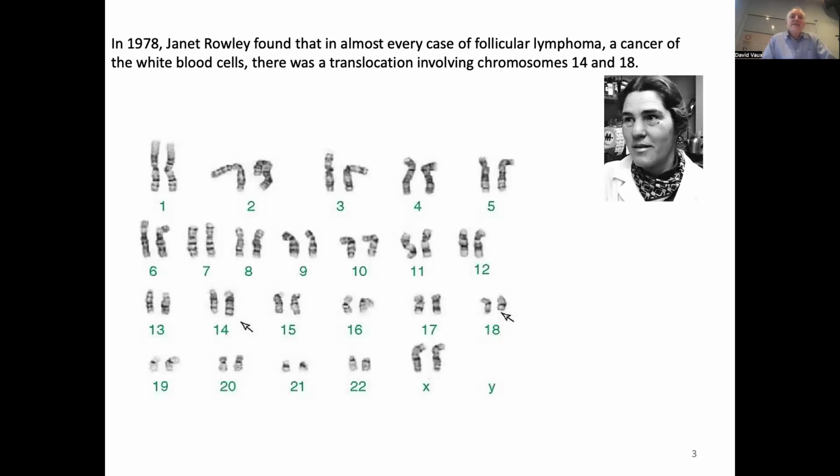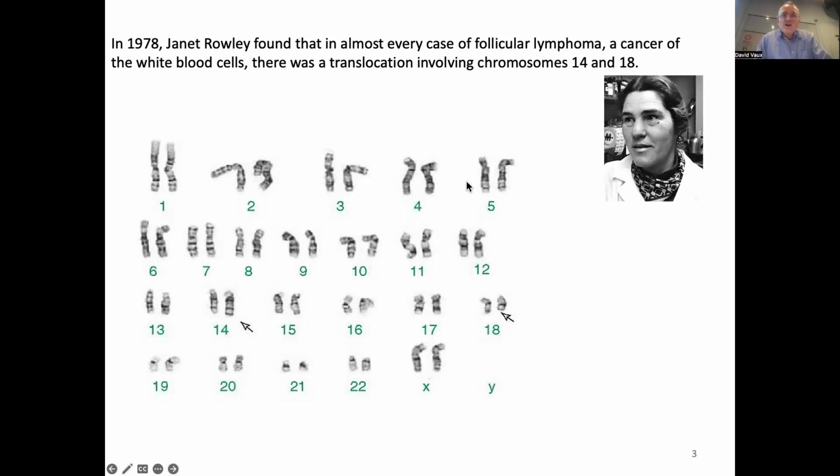Now, in 1978, this woman, Janet Rowley, was looking at the chromosomes of patients who had a cancer of the white blood cells. These are the B cells, the antibody-producing white blood cells. This particular malignancy is called follicular lymphoma. Malignancies of the white blood cells could be leukemias or could be lymphomas. She was looking at the chromosomes, and in almost every case of follicular lymphoma, she found the same abnormalities involving chromosomes 14 and 18.